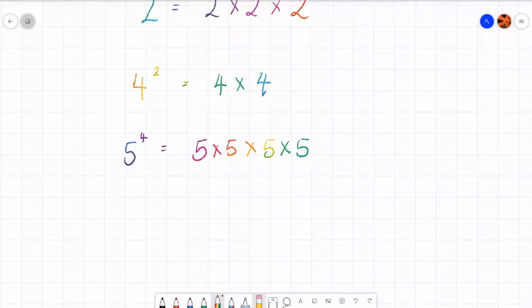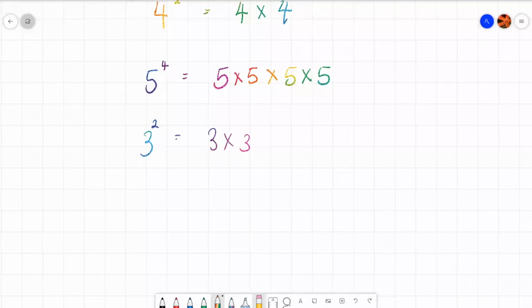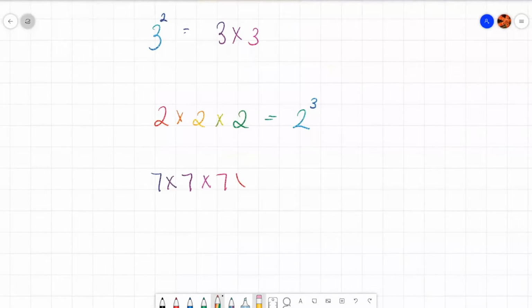You might have 3 to the power of 2 again. So you're getting the number 3 and you're multiplying it by itself 2 times. So let's have a look. It is 3 times 3. Then let's have a look at when you're doing it the other way. Let's say if you had 2 times 2 times 2, well, that would mean that you are timesing 2 by itself 3 times, so we would write that as 2 cubed. If we had 7 times 7 times 7 times 7, well, you are multiplying the number 7 by itself 4 times, so we would write 7 to the power of 4.